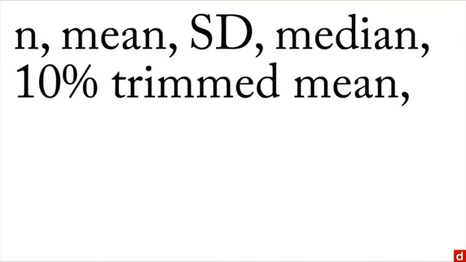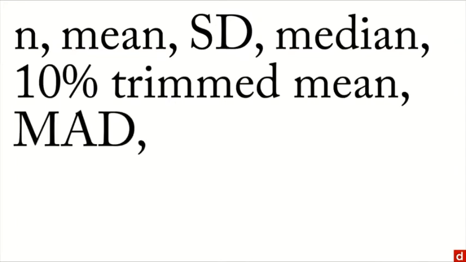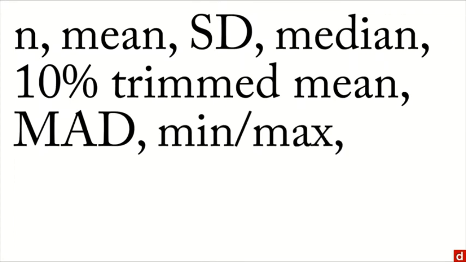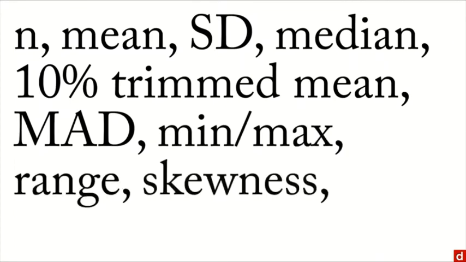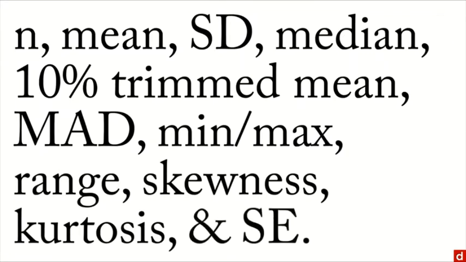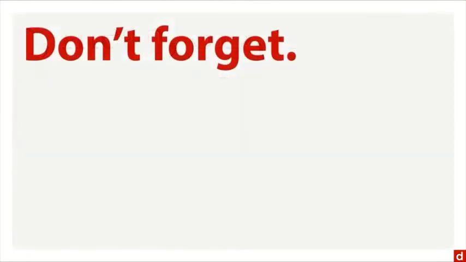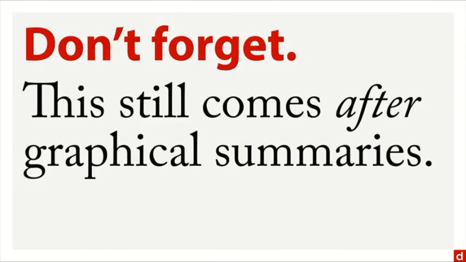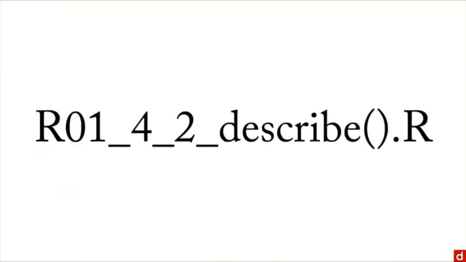And when you run describe from psych, this is what you're going to get. You'll get N, that's the sample size, the mean, the standard deviation, the median, the 10% trimmed mean, the median absolute deviation, the minimum and maximum values, the range, skewness and kurtosis, and standard errors. Now, don't forget, you still want to do this after you do your graphical summaries. Pictures first, numbers later. But let's see how this works in R. Simply open up this script and we'll run through it step by step.